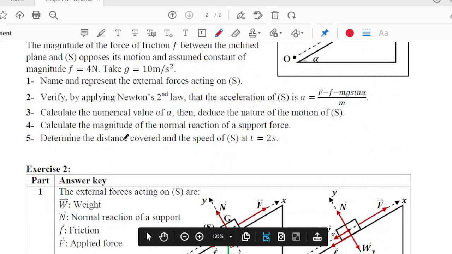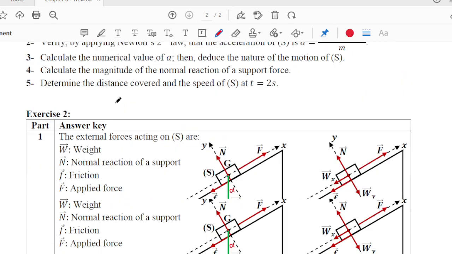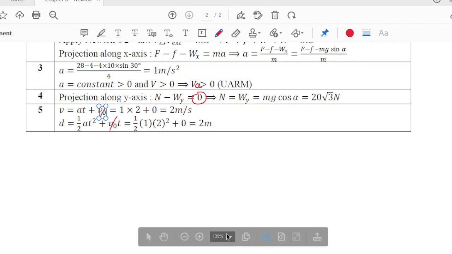Part 4, determine the distance covered and the speed at t equals 2 seconds. From the first statement, starting from rest from O, at t equals 0 the object was at O, so x0 equals 0. Starting from rest means initial velocity v0 is 0. We use the time equations for UARM. V equals at plus v0. V0 is 0, acceleration 1, with time 2, so v is 2 meters per second. And the distance covered is half at squared plus v0 t. With a equal 1 and time 2, we get 2 meters.